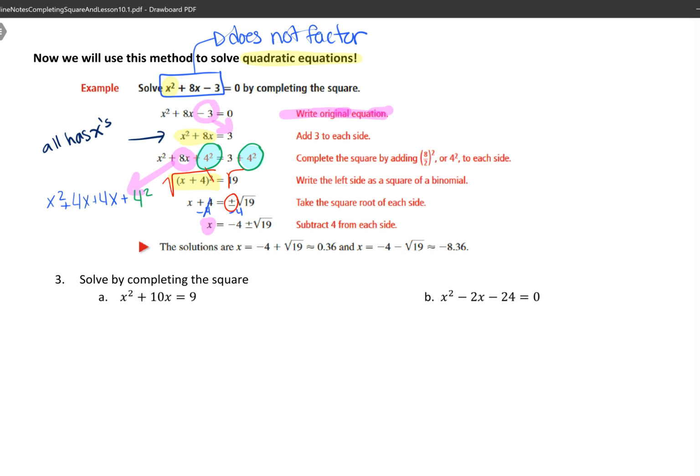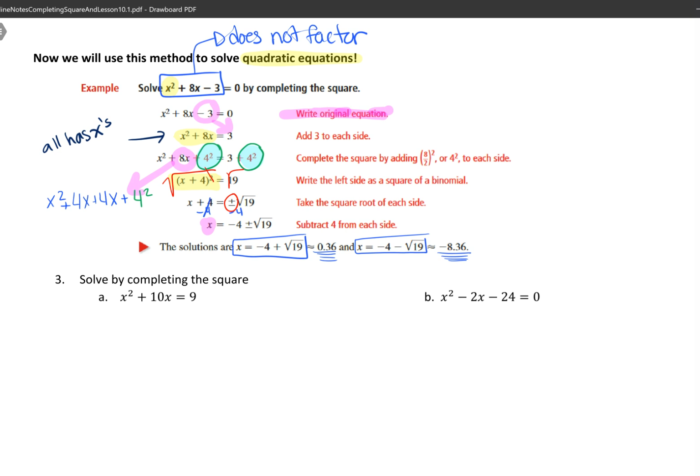So notice, you can break them up. One answer is x equals negative 4 plus square root of 19. If you use a calculator, that's about 0.36. The second answer here is negative 4 minus the square root of 19, which is about negative 8.36. Okay, so you're going to get two answers for this one.